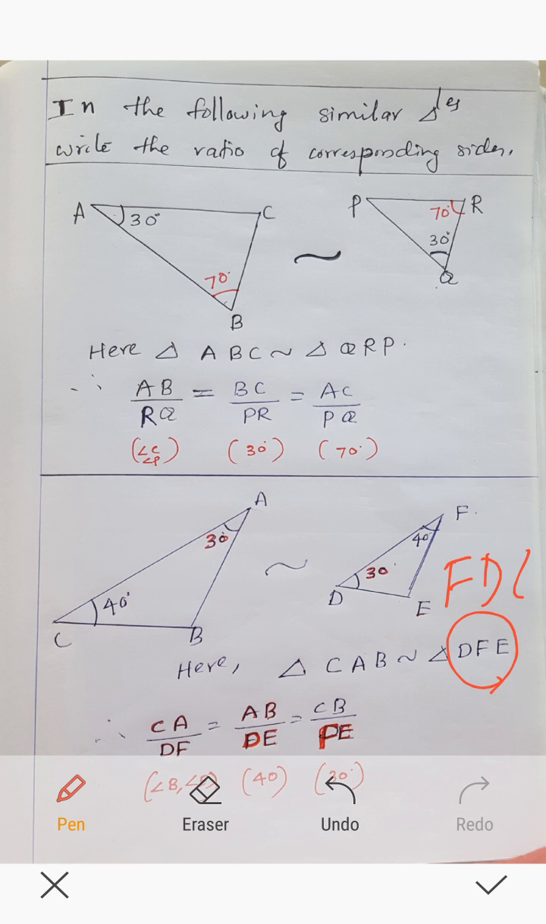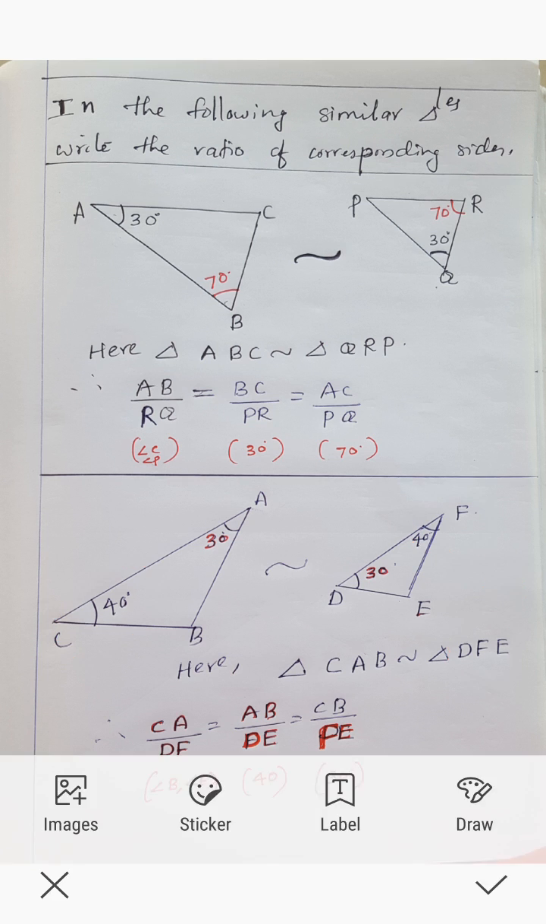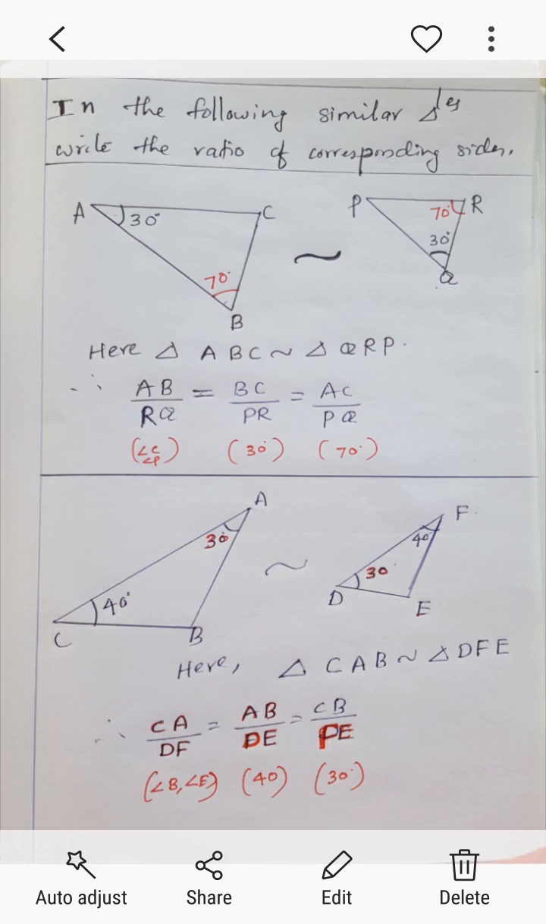So how I said it at first is not correct. It was not correctly written at first. What happened here? Here we started with 40-degree, so here also we should start with 40-degree. So CAB, FDE. In the same way we have to write the ratio also. After getting the similar triangles, we must write the ratio corresponding to it.